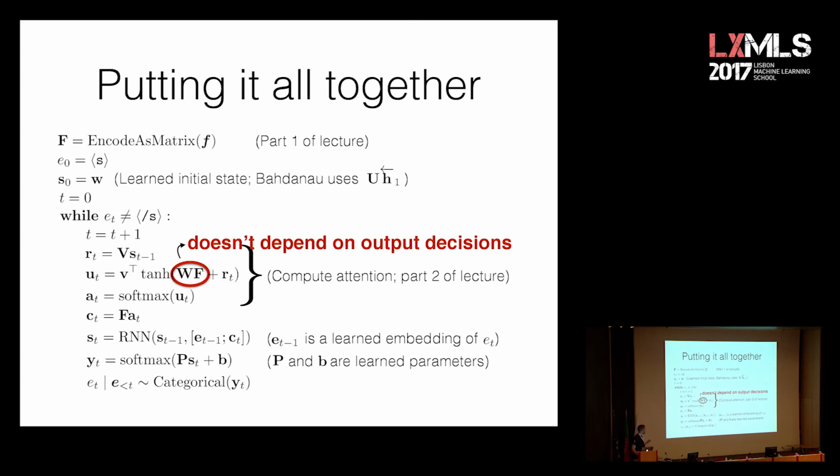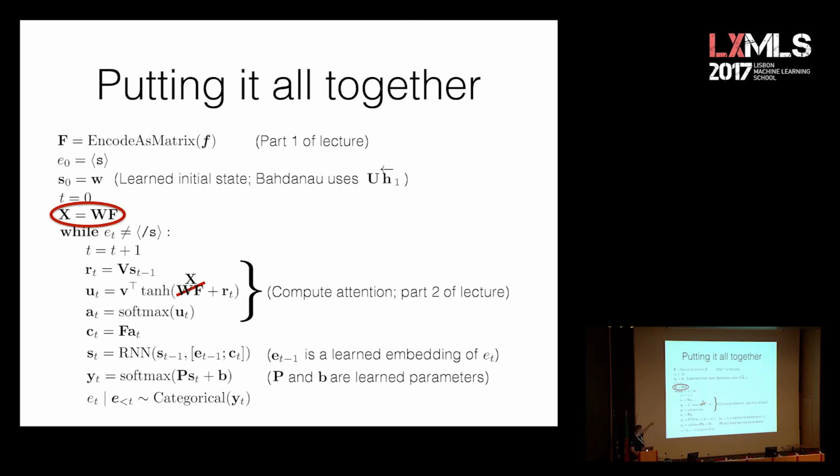When you write code like this, you want to do your best to factorize it so that computations that are expensive, and that can be factored out of an inner loop, get factored out. So this product W times F doesn't change during any iteration of this loop. So we can replace this with a variable x and save a little bit of time.